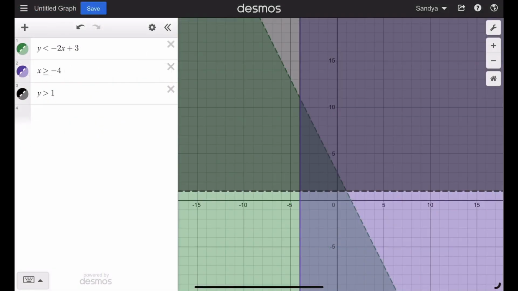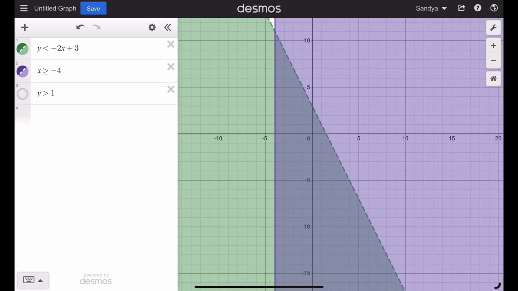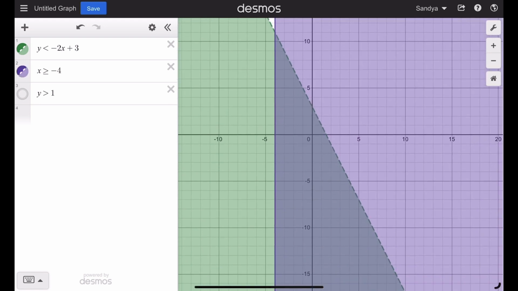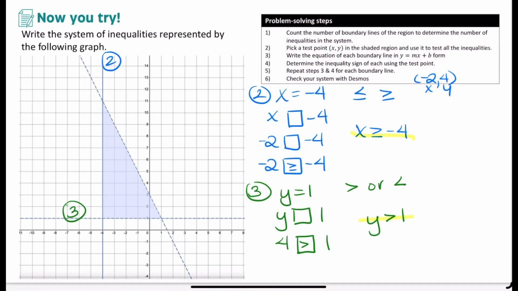And here's my graph in Desmos, which we can use to verify that we did find the system correctly, right? So you can see these two regions overlap here. And then when we add in the third inequality, you can see that we have that triangular shaped region that matches what we had in the original problem.